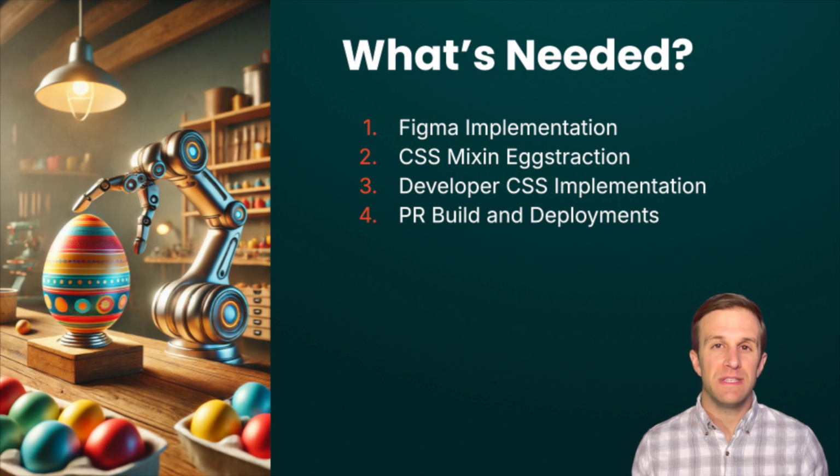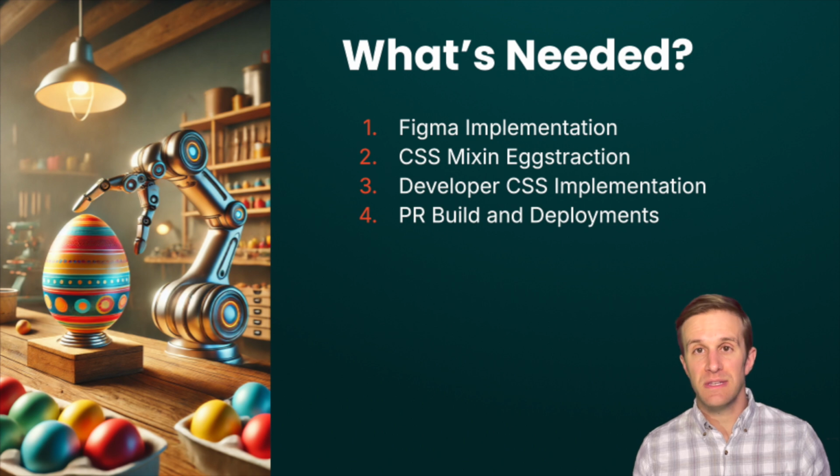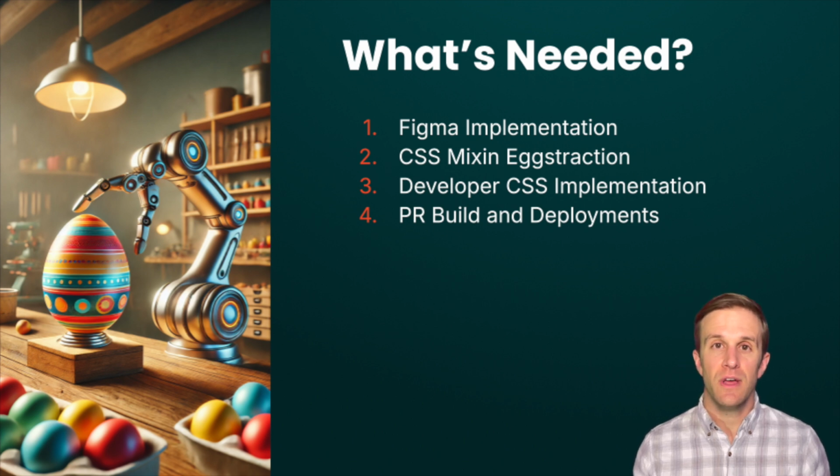Let's go over what's needed for this all to work in a bit more detail. There's 4 things you need to do to set this up yourself. You need a nicely named and structured Figma implementation. You need CSS mixins extracted by the Eggstractor, a developer to mix those mixins into their final CSS structure, and the ability to make PR builds and deployments. Let's see a bit more on each of these.